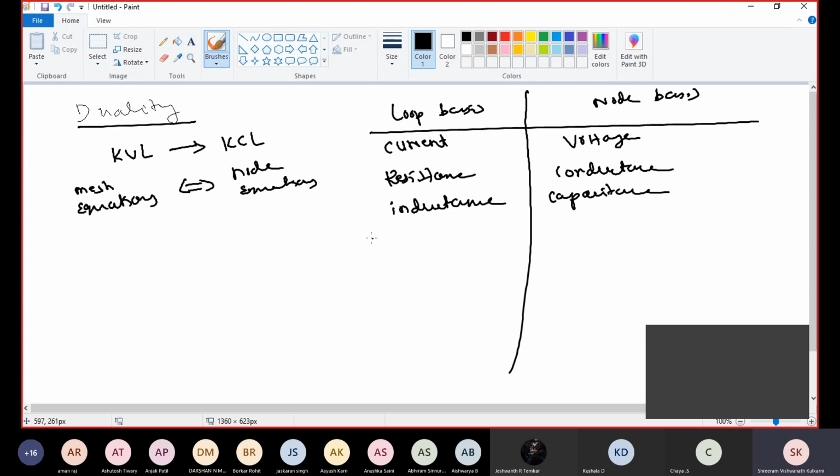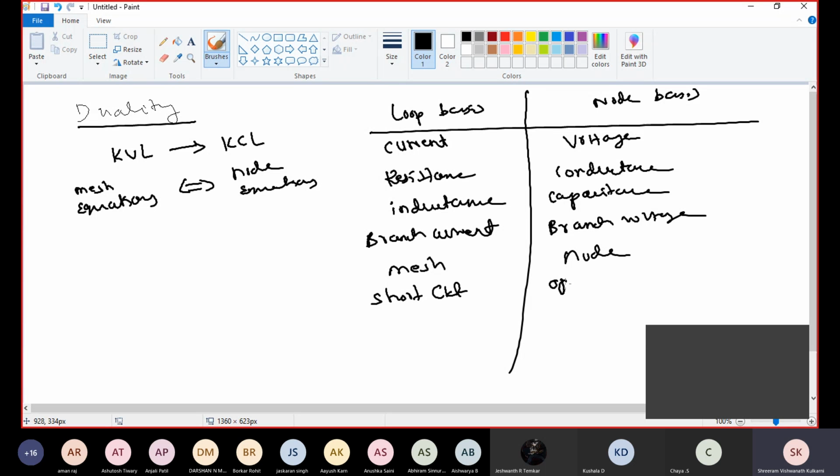then branch current is replaced with branch voltages. Then mesh will be replaced with node. Then short circuit: if the short circuit is here in the first network, if we are going to write the dual of that network, then we are going to replace that short circuit with open circuit. Then parallel path is replaced with series path. This one we already saw in the last classes.